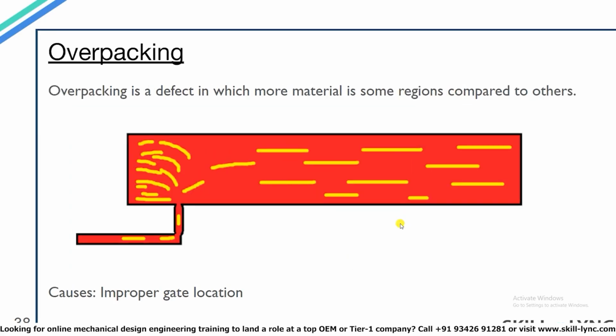Overpacking is a defect in which more material is concentrated in specific regions compared to other areas. In the diagram below, you can see that due to the positioning of the gate, more material is being concentrated on the left side compared to the right side of the part. This will result in non-uniform shrinkage of the material and also non-uniform density in the overall part. The selection of the right gate location should solve the issue of overpacking.